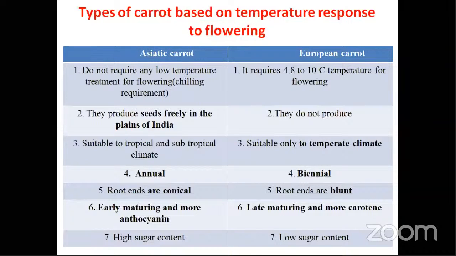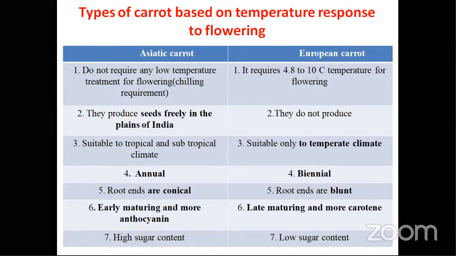Whereas European carrots require a vernalization period, or a cold stimulus of 4.8 to 10 degrees temperature, for flowering. Next, the Asiatic carrots generally set seeds freely in the plains because they do not require any cool temperature stimulus. After the rooting phase is completed, they go to the reproductive phase and continue without any obstruction. But European carrots don't do like that. If they do not get the required temperature of 4.8 to 10 degrees for the required amount of time, they do not set flowers, they do not set the seeds.